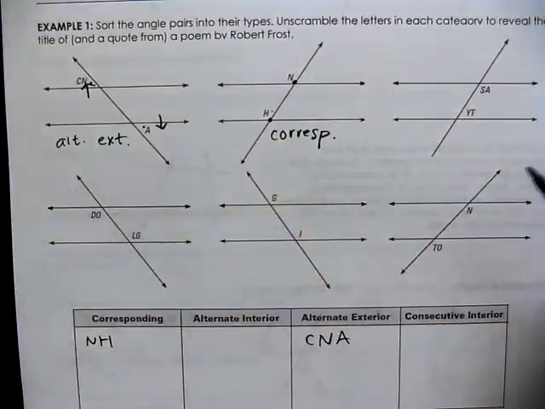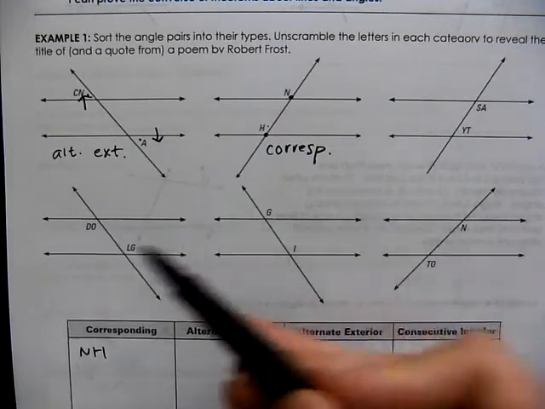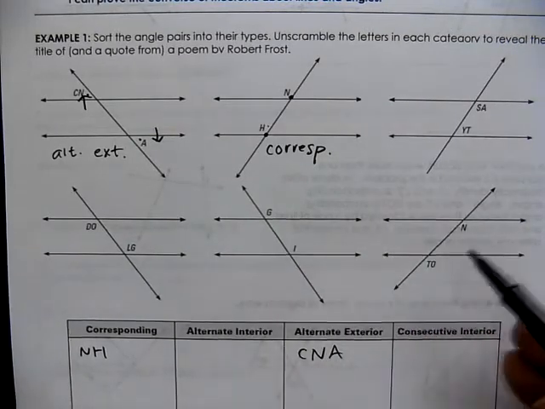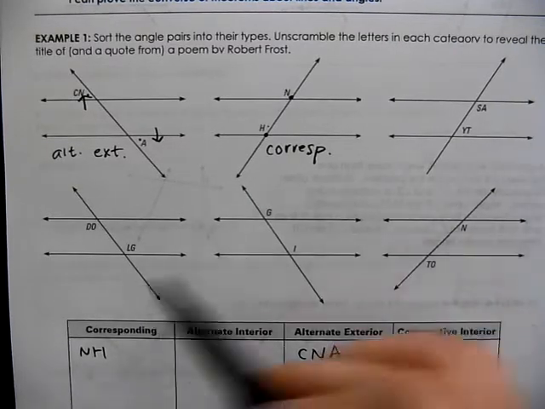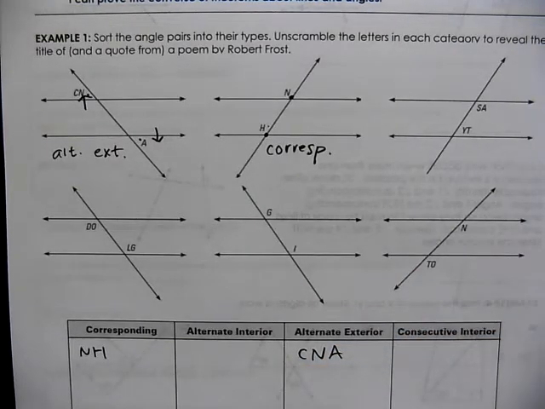So I want you to try this, see if you can classify the rest of these, and then throw the letters in the box. If you can't unscramble the letters, that's quite alright. We're really just focusing on practicing naming and identifying what angle pairs they are. Alright, pause the video and classify these next four.